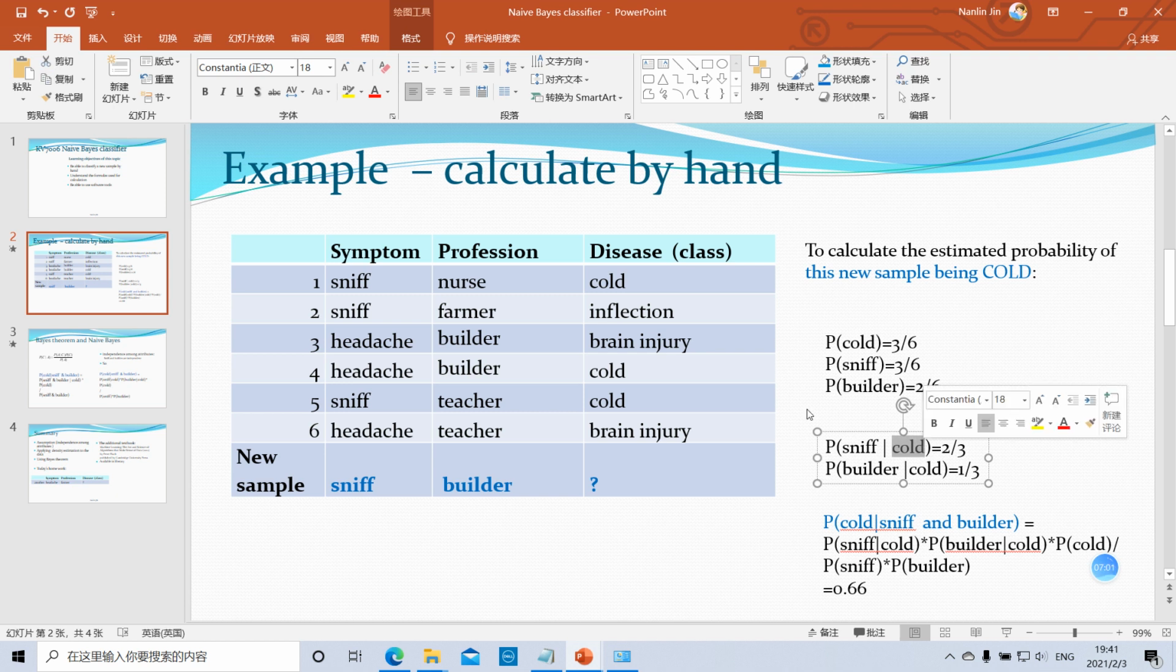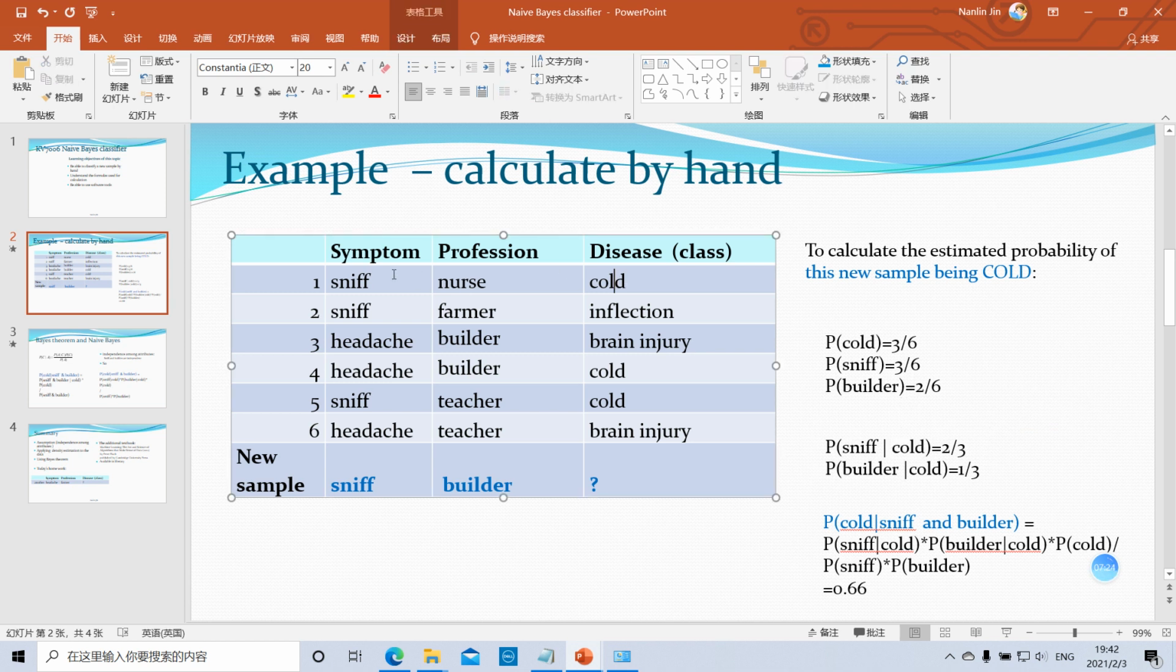So look at the cold. We have 1, 2, 3 cold. Look at sniff. Hold on, this is something I need to remind you. Only when the condition is cold, we count the sniff. We are not counting the total number of sniff, but only the previous patients who have cold and have sniff. So the first record and the fifth record. I've got 2 records out of the patients who have cold, and both of them have sniff.